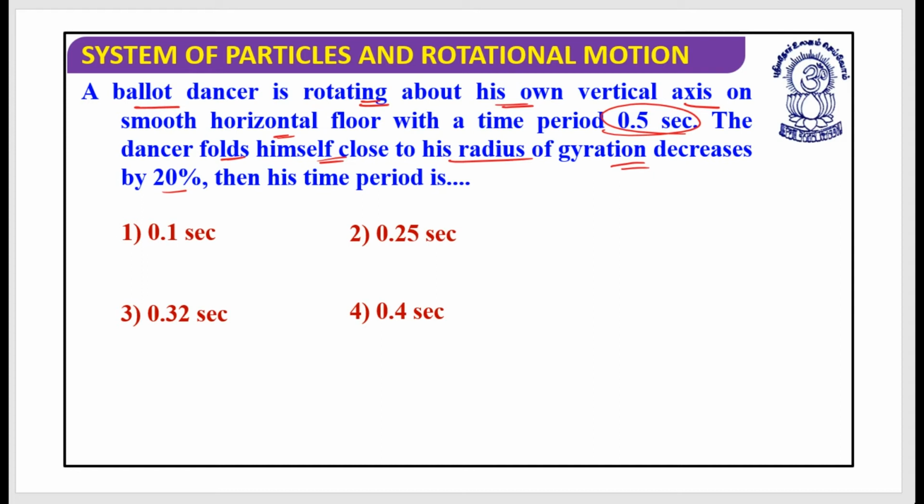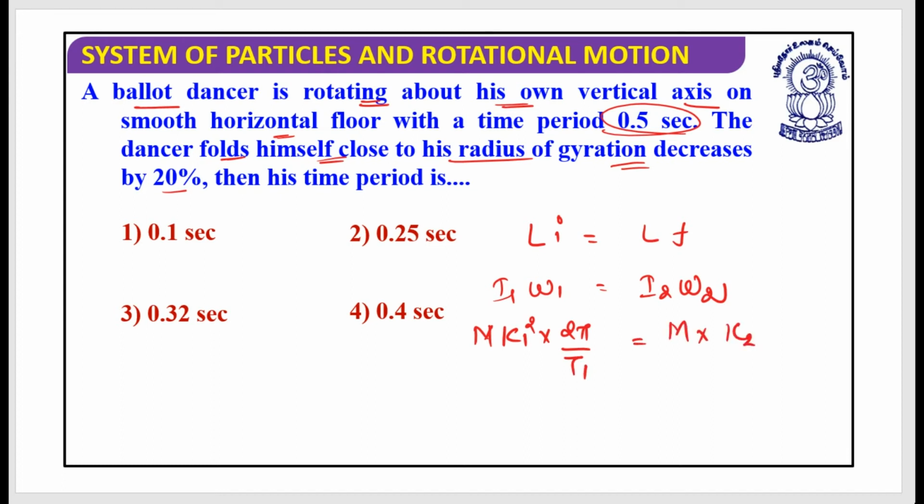If I understand, this is the same kind of question that we have done in the previous one as well. So what I can do is that initial angular momentum equals final angular momentum. This can be written as I1 omega 1 equals I2 omega 2. Moment of inertia I can write as m k1 square multiplied by, since time period is given, 2 pi by t1, that equals m into k2 square multiplied by 2 pi divided by t2.